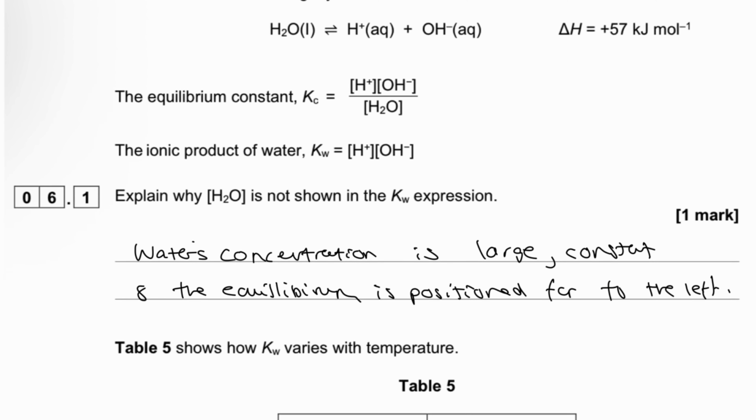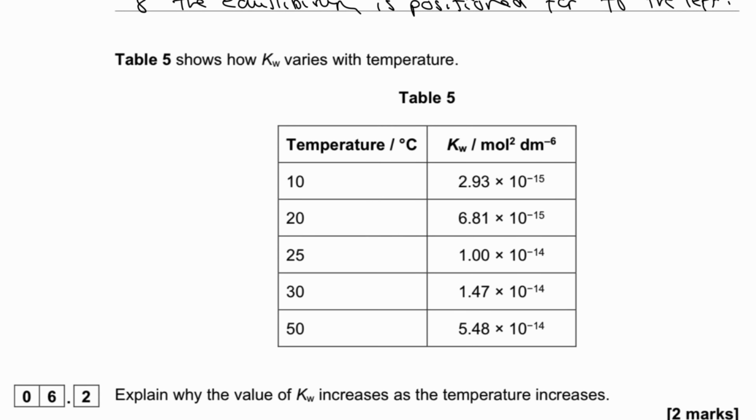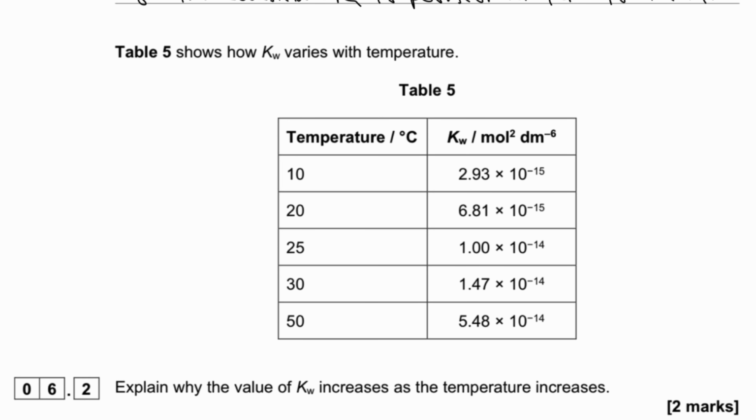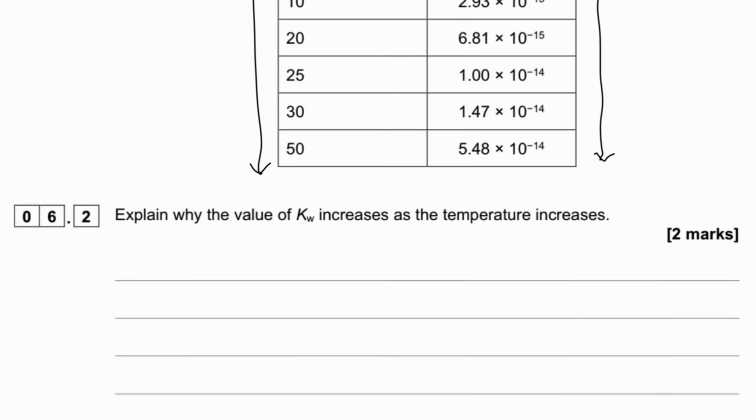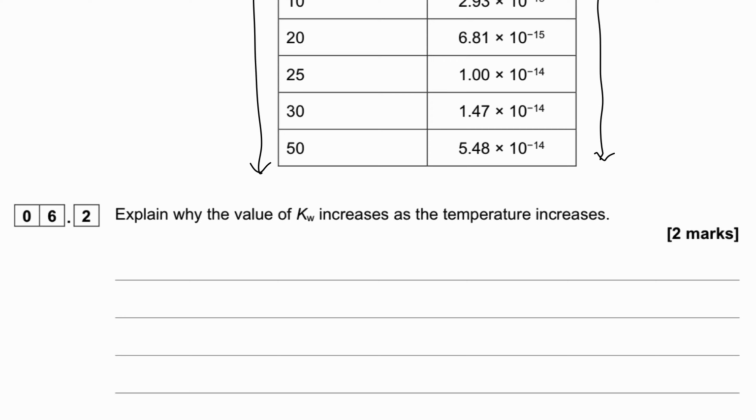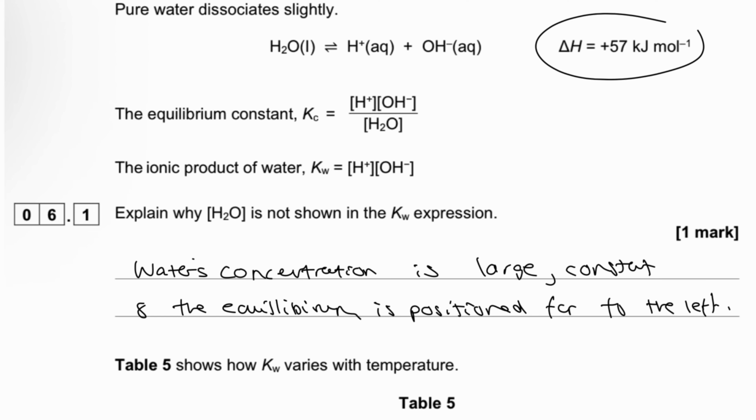Perfect. Let's move on. Table 5 shows how Kw varies with temperature. So as you can see, as the temperature is increasing, the Kw value is also increasing. Explain why the value of Kw increases as the temperature also increases. So, as we mentioned, it's always to do with the fact that it's endothermic, hence why they've given you a value which is positive for enthalpy.